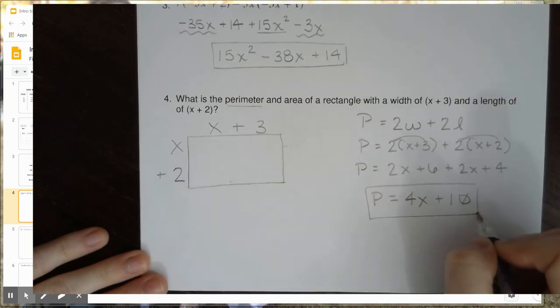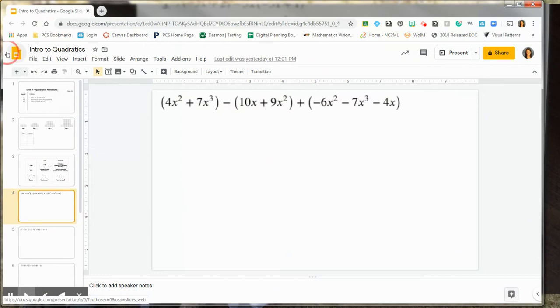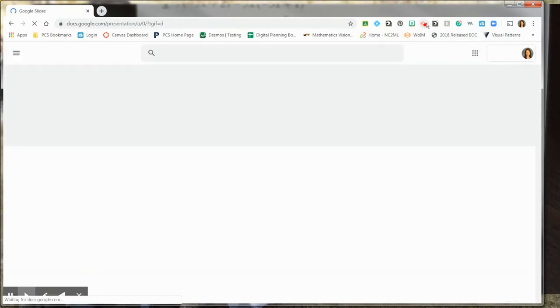Now, that is perimeter. That is all the way around the rectangle. It is very different than area. And I just need to pause this really quickly.